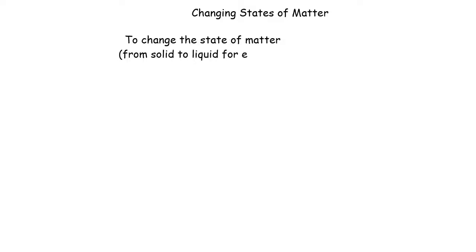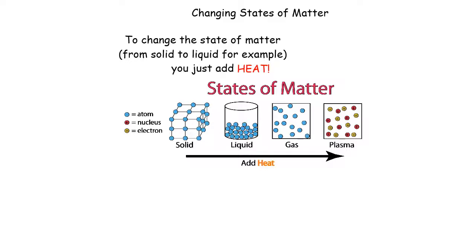Now, to change the state of matter is a relatively simple thing. All you have to do to change the state of matter from solid to liquid, for example, you just have to add heat. So what's going on in this picture is that as heat is added to this solid, the molecules become more energetic and start to flow more, and you get a liquid. If you continue to add heat, the molecules get even more energetic and become a gas, and they bounce all around the container that they're in. If you add a whole lot of heat, like the sun, you get a thing called a plasma.